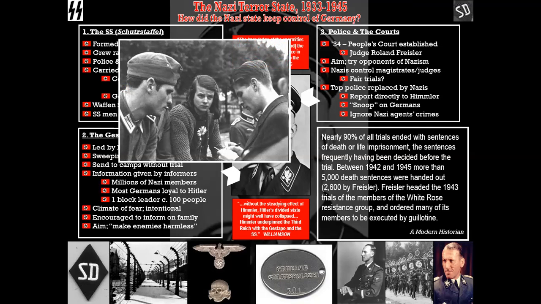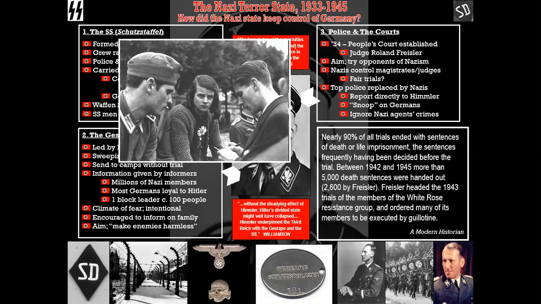Freisler headed the 1943 trials of the members of the White Rose Resistance Group, that's the photograph there, that's Sophie Scholl, she's 16, and ordered many of its members to be executed by guillotine, because guillotines are apparently a humane form of death. All the top police were replaced by Nazis.